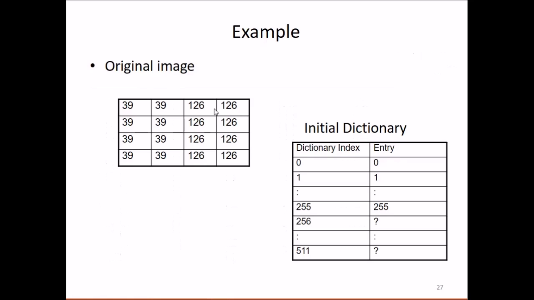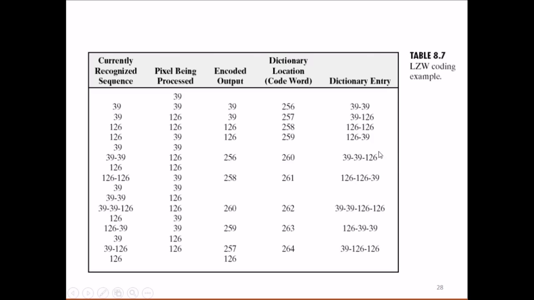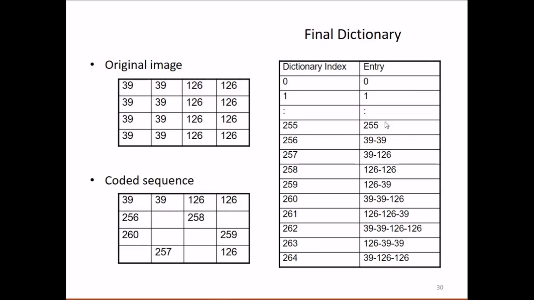Again we traverse, and we find this 39, and after 39 it is coming 126, then 39 after this 126. So this is again a pattern. So what we do, we enter this value in the dictionary, and 256 has already been taken, so 257 will be the dictionary location or the index, right? In this way, these sequences will be given these numbers. 39 39 will be 256, and 39 126, 257. So all these sequences will have some number.